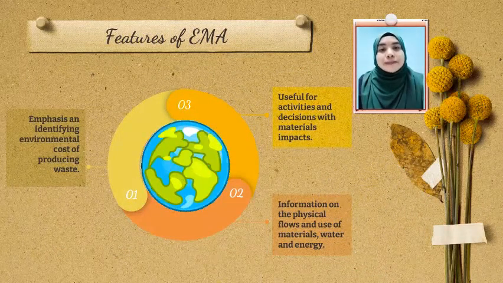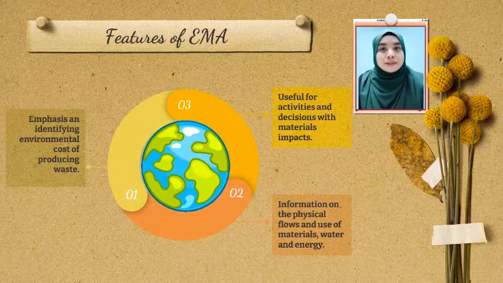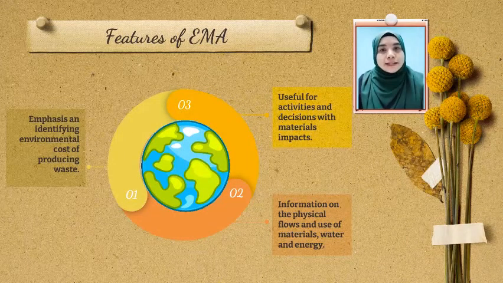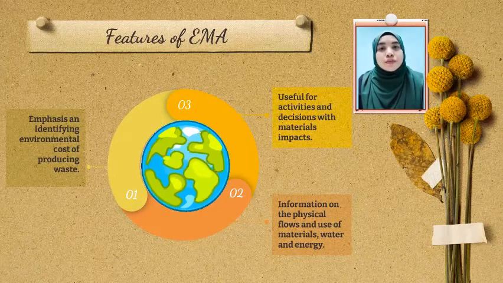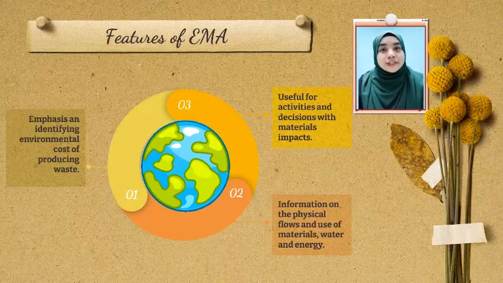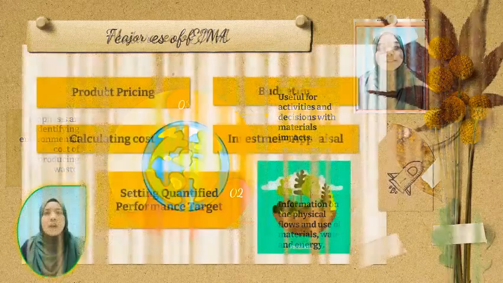Okay, next we go to the features of EMA. First, it emphasizes identifying environmental costs of producing waste. Second, information on physical flows and use of materials, water, and energy. Third, it is useful for activities and decisions with material impact.